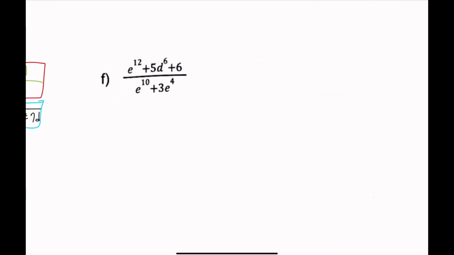Lastly, number F. So this was a typo. This shouldn't be D. Yeah, that can't be D. That should be E, right? So that should be E. And let's try to solve this thing. So basically, numerator first again. We see that we can take out e to the 4th power, right? So it's e to the 4th power times e to the 6th power plus 3, like that.